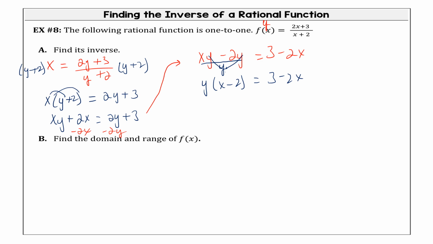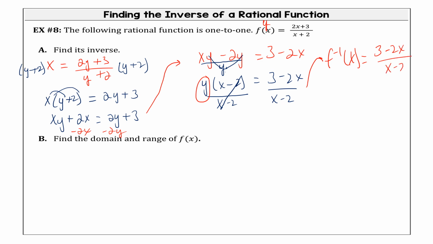So now I can isolate the y because it's a factor. It's no longer part of a term, it's by itself. To get it by itself, I'm going to divide both sides by x minus 2. So y is now by itself, so I can write my inverse. Since y is now alone, I can say that my inverse equals (3 minus 2x) over (x minus 2). And that is my inverse function.